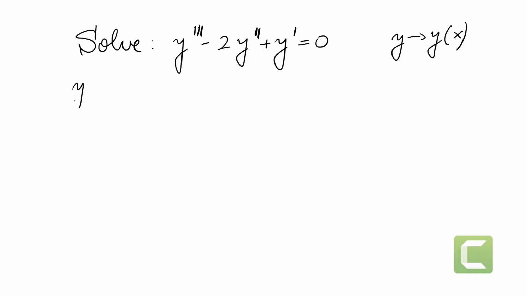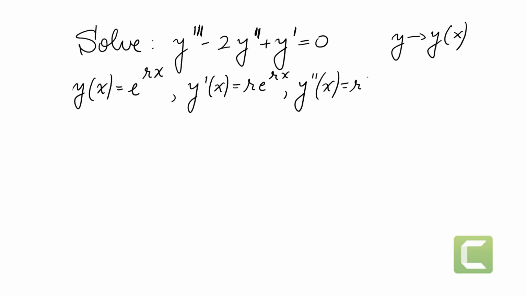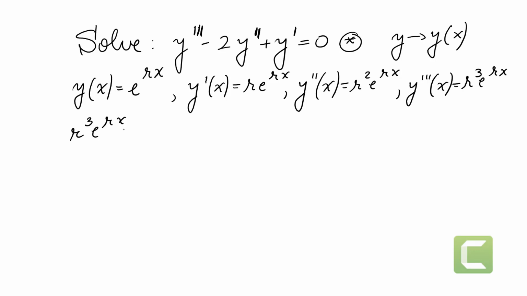Well, the type of solution that we expect to have is of the form e to rx. So y prime of x is going to be r e to rx, y double prime of x is going to be r squared e to rx, and y triple prime of x is going to be r cubed e to rx. So when we replace this into our equation, let's call it star, we're going to get r cubed e to rx minus 2r squared e to rx plus r e to rx equals 0.